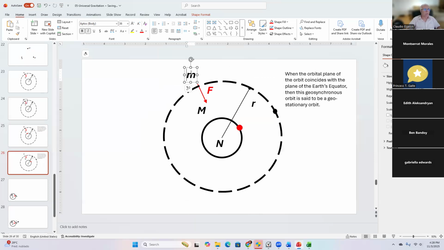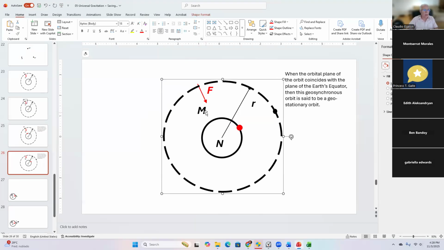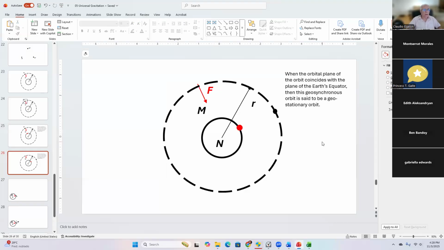Let's see, I'm going to erase this one because we do not need it anymore, right? I cannot, oh my goodness. Yeah, what a shame. I want to erase this force here, but for some reason I cannot do that. I'll leave it this way, okay?